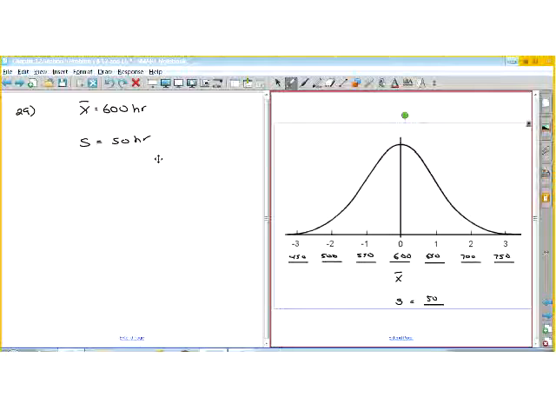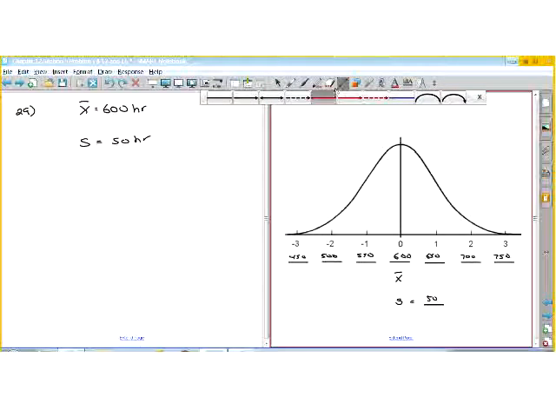Then it says between 675 hours and 740 hours. So we could actually draw the lines there. We could convert them to z-score, but we don't have to. I'll show you how to do both. Between 675, so here's 650, 675 is right there, and 740 hours, which is going to be right there. It's real short. So what I'm looking for is the area associated with this. And this doesn't go all the way to the end. It stops right there.